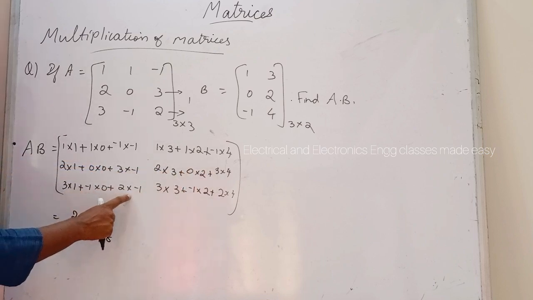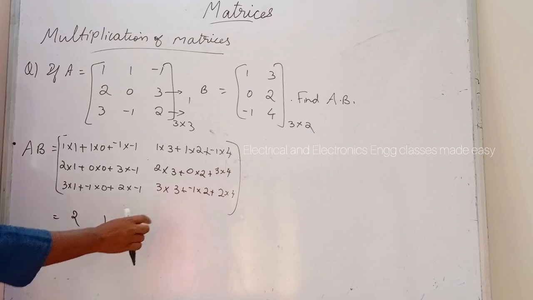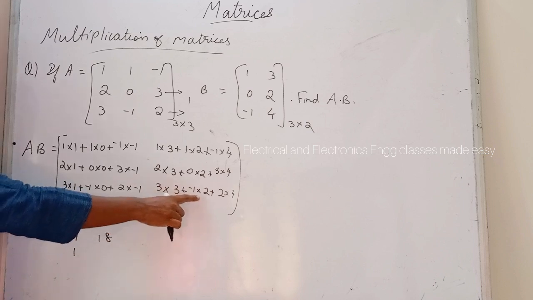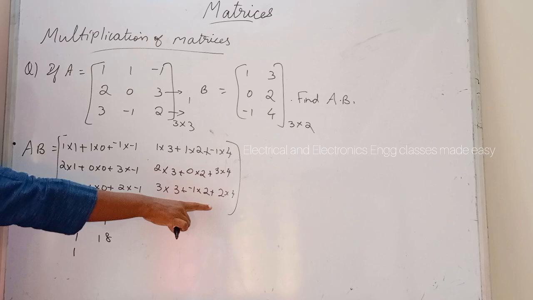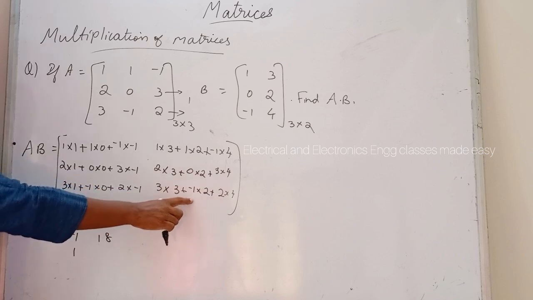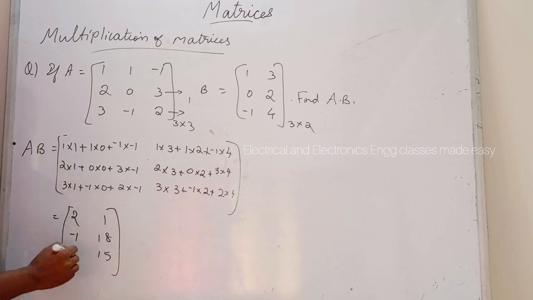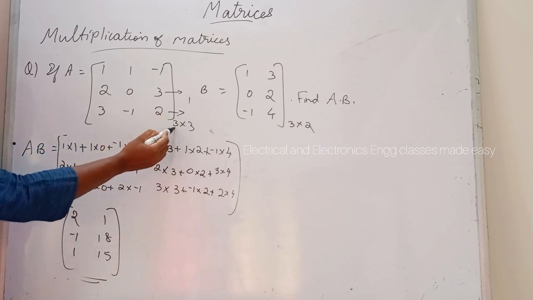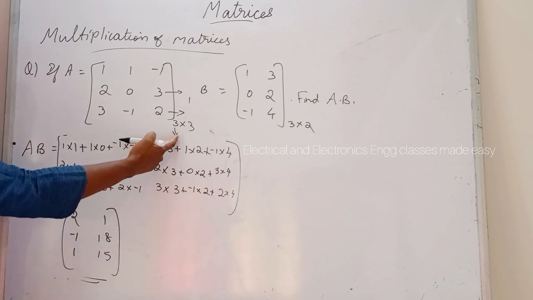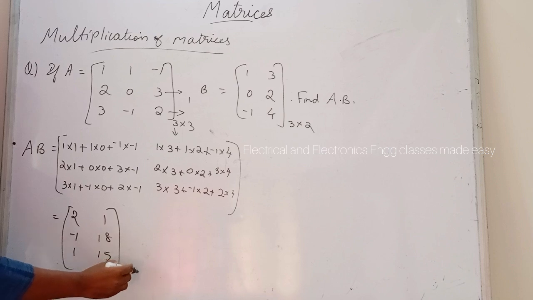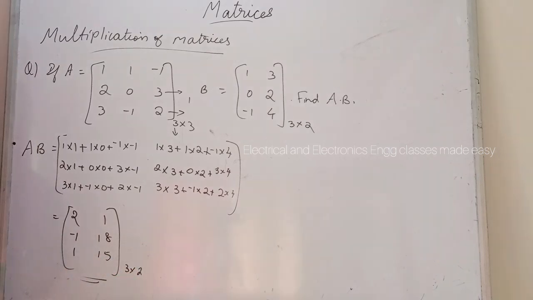Then 3 minus 2, it is 1. Then 9 minus 2 plus 8. So 9 minus 2, 7 plus 8 is 15. So the answer is 2, 1, minus 1, 18, 1, 15. Similarly, here we can find that its order will be 3 by 2. So this is 3 by 2. So in this way, we can multiply two matrices.